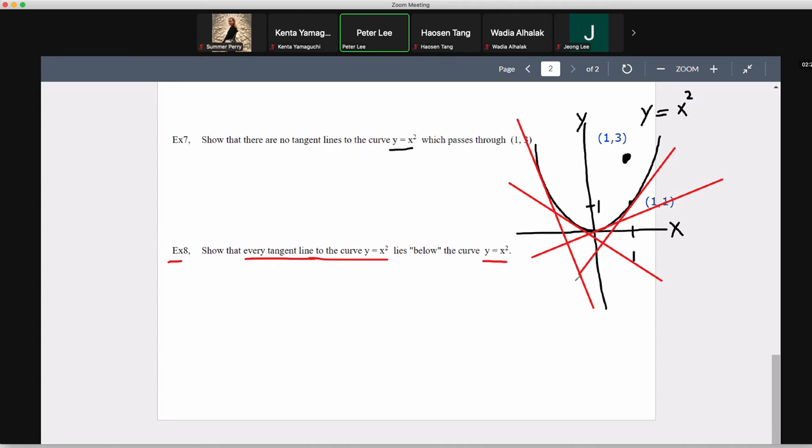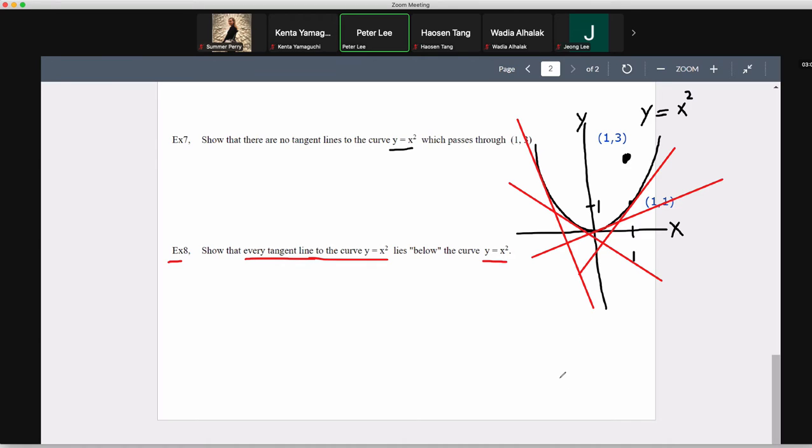So now, if you look at this diagram here, same diagram, I drew many tangent lines here. When you look at all of these tangent lines, do you see that the tangent line is always below the curve? Do you think that is the case for the curve y equals x squared? Of course, this is not generally true, but for the curve y equals x squared, it is true. If you draw a tangent line, this tangent line is always below the curve.